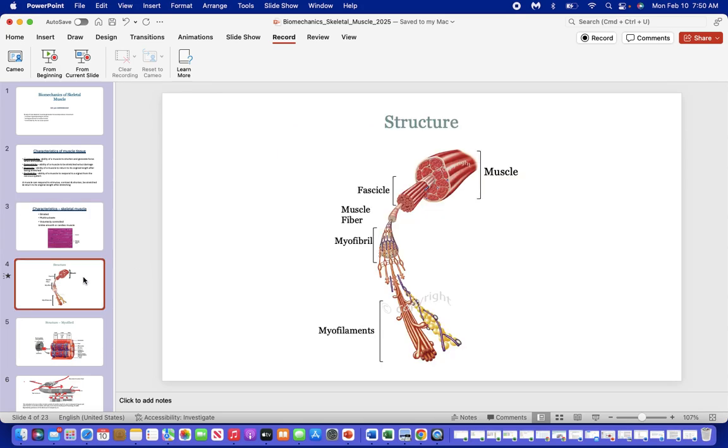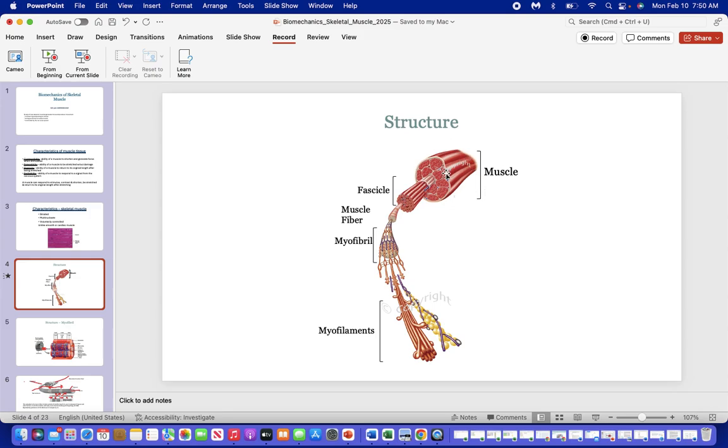All right, so skeletal muscles, like I just said, are voluntary. They're consciously controlled by the nervous system. They are made up of fascicles. These fascicles are bundles of muscle fibers which are surrounded by connective tissue, blood vessels, and nerves.